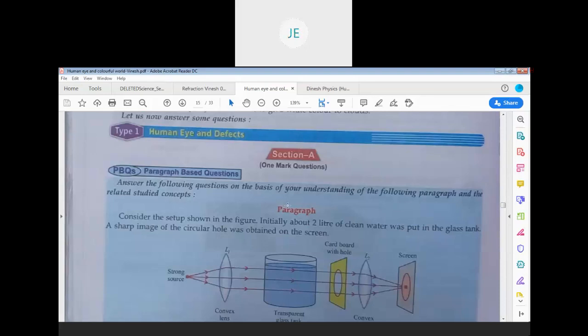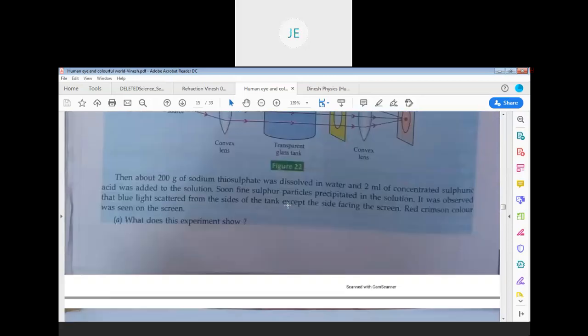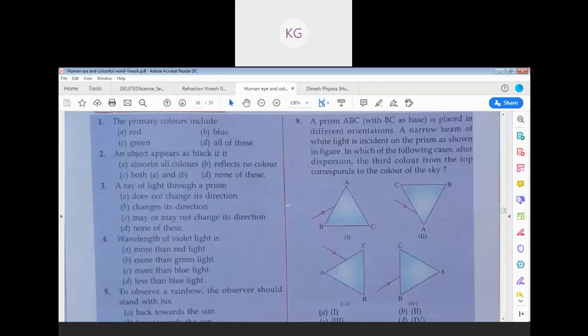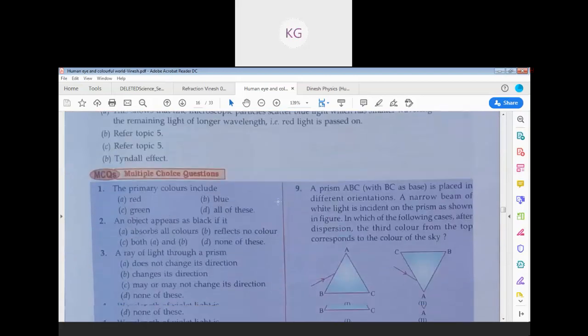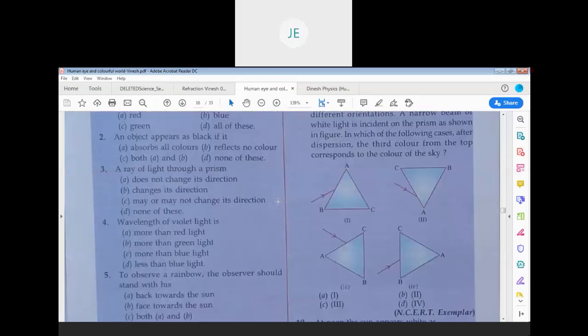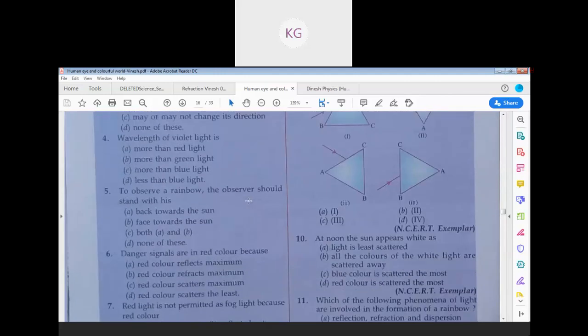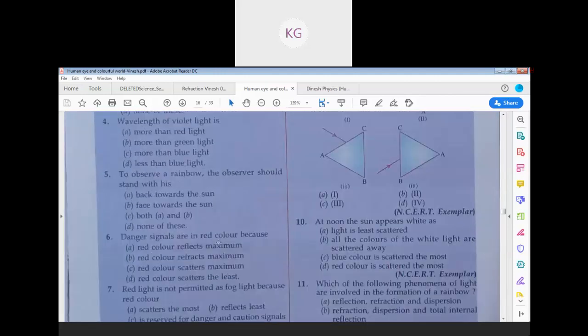So here you will get like this only. Red color scatters least. Blue color scatters most. Violet color is most, then indigo, then blue. Like that. If wavelength is more, scattering power is less. In VIBGYOR, wavelength is more for red, so scattering power is least for red. On this base we will get some questions.